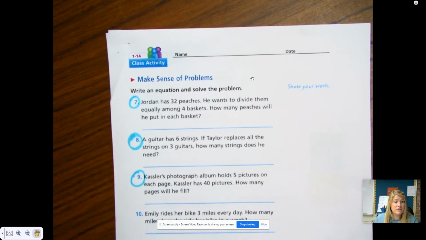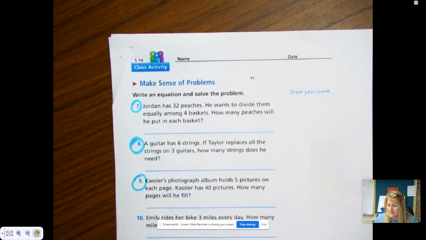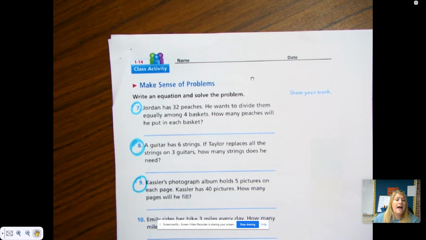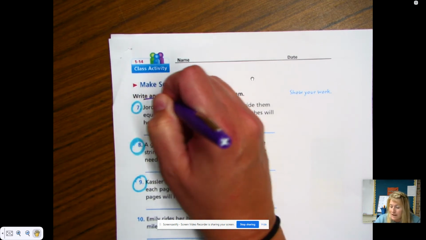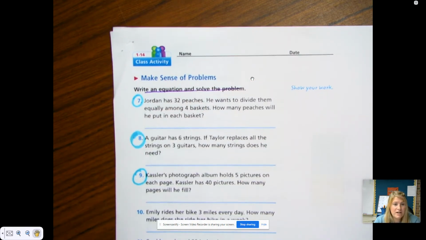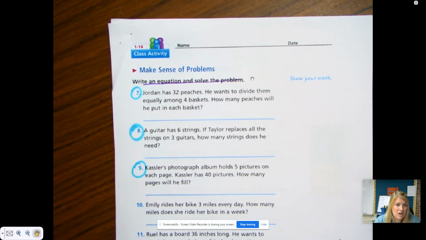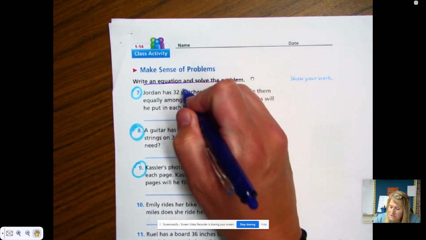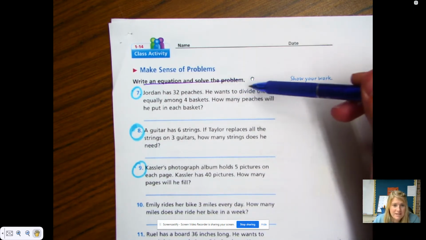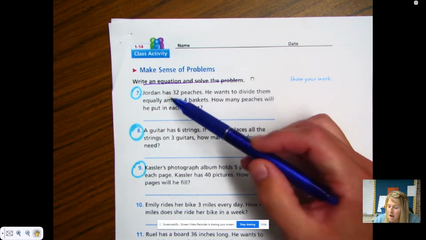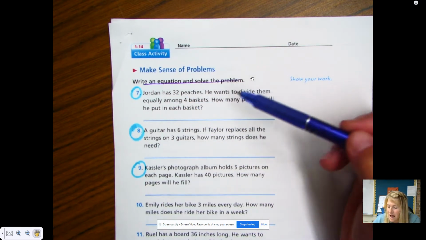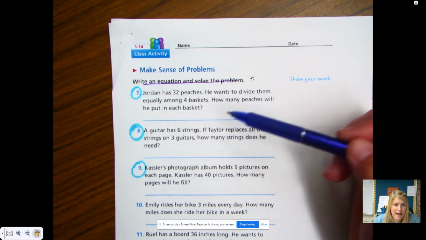So we're going to work on these problems called make sense of problems. And I always need to start with those directions. Write an equation and solve the problem. Jordan has 32 peaches. My brain is thinking already about the clue words we've been talking about in the past. Jordan has 32 peaches. He wants to divide them equally among 4 baskets. How many peaches will he put in each basket?